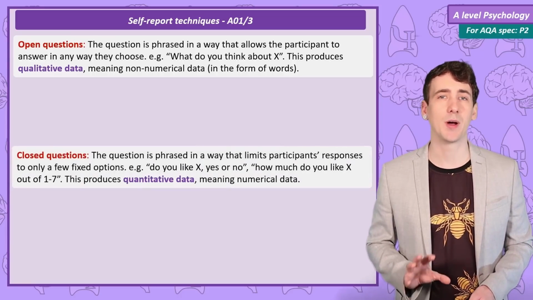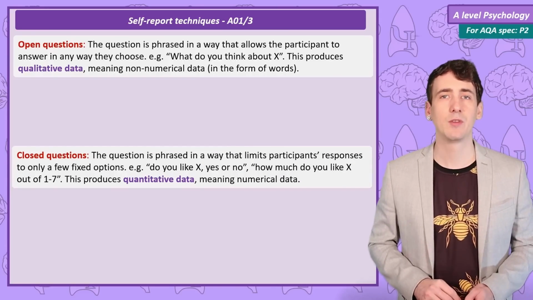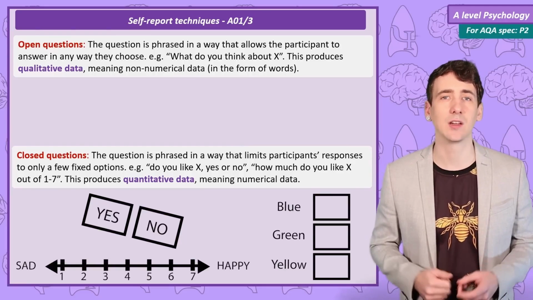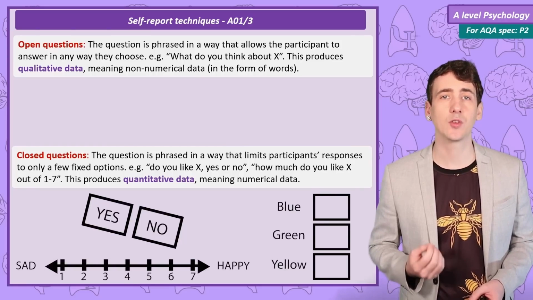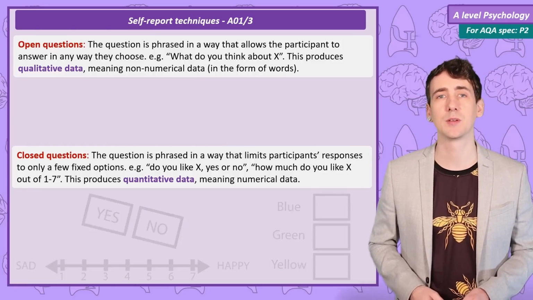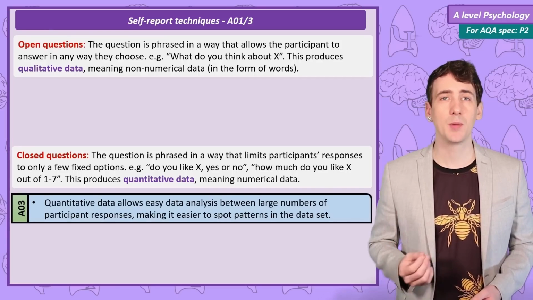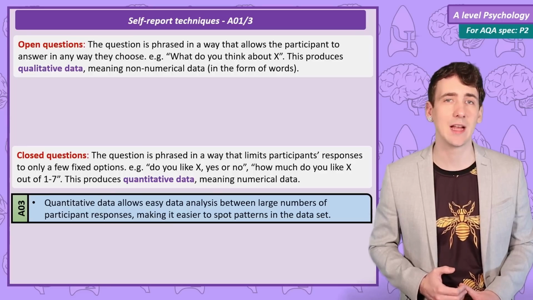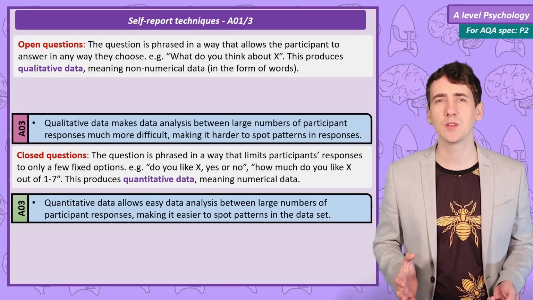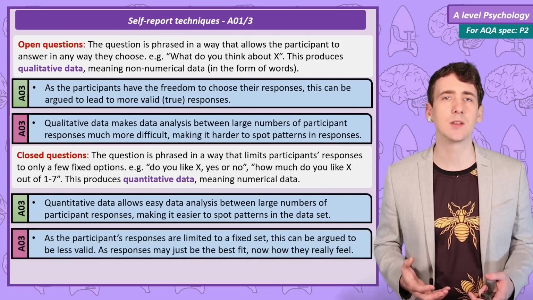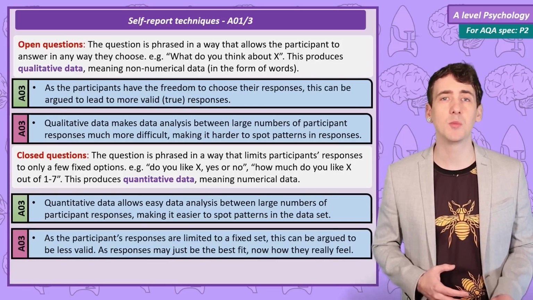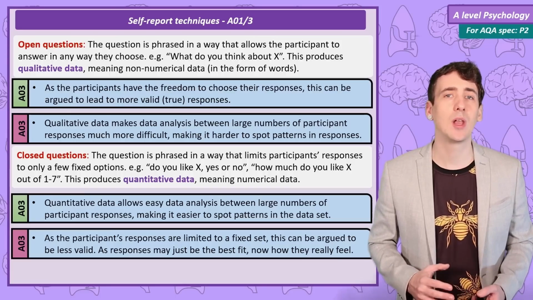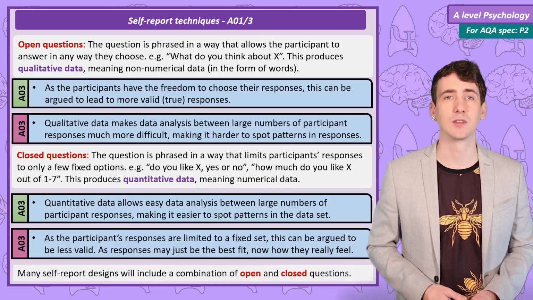A closed question is when the participant has a limited number of options, for example, just yes or no, a series of fixed choices, or points on a scale known as a Likert scale. This gives a type of data known as quantitative data, data in the form of numbers. When the researcher uses closed questions, because of the quantitative data, they're able to easily compare responses between participants and use data analysis. This is harder with open questions, but open questions give participants the freedom to respond how they want, so may lead to more valid, meaning more truthful answers. Of course, often questionnaires and interviews will have a combination of both open and closed questions.